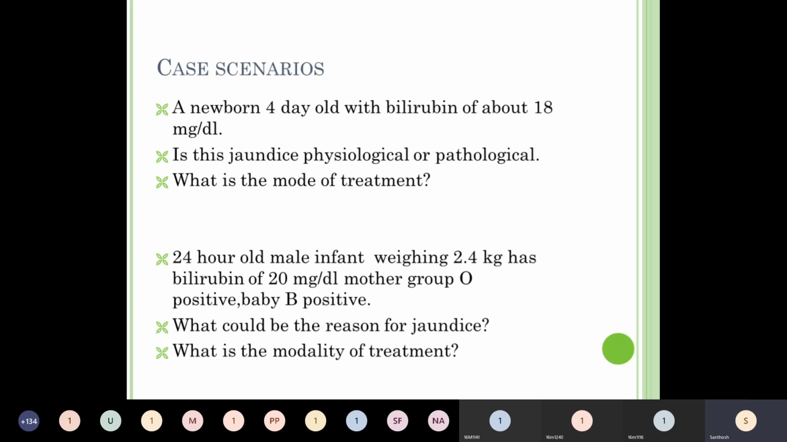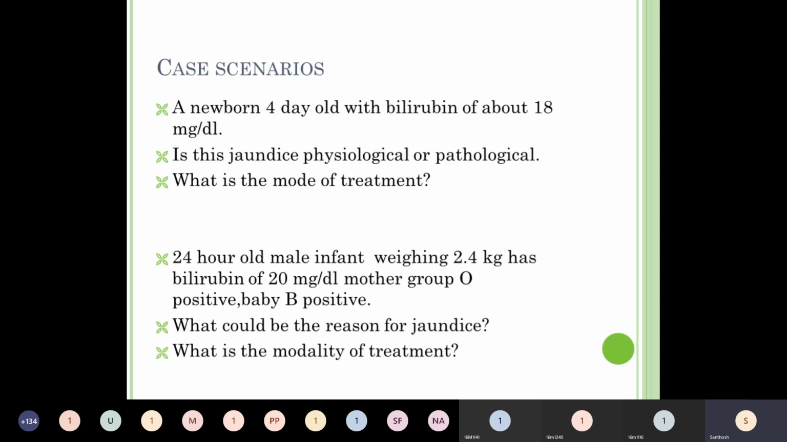The second question is a 24-hour-old male infant weighing 2.4 kg. The weight is also less here. The bilirubin is 20 milligrams per deciliter. That is on day 1, the baby is having 20 milligrams, so it is very high. When you see the risk factors, the mother's group is O positive and the baby is B positive. So the baby is having which incompatibility? ABO incompatibility.